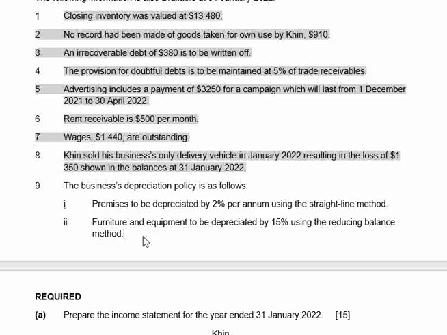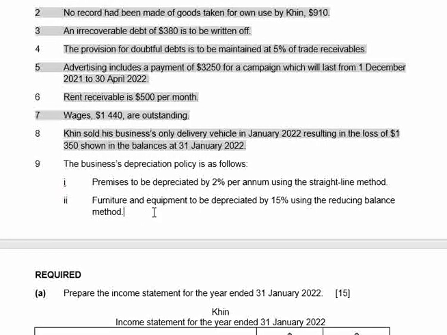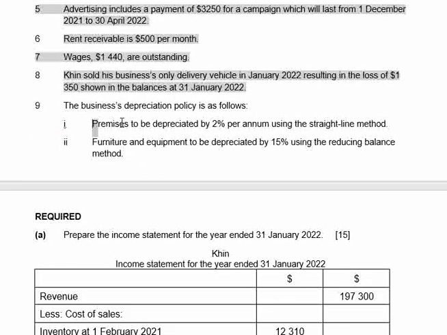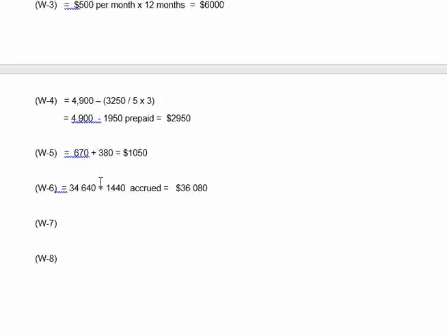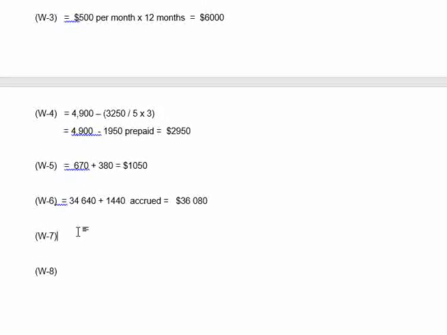So don't miss out that depreciation is our expense. You have to show depreciation as your expense, and you have to show a working for each depreciation. So there are two depreciations that we will calculate. Number one is for premises and number two will be for furniture and equipment. So if we see we have already recorded six workings. So working seven will be for depreciation on premises.